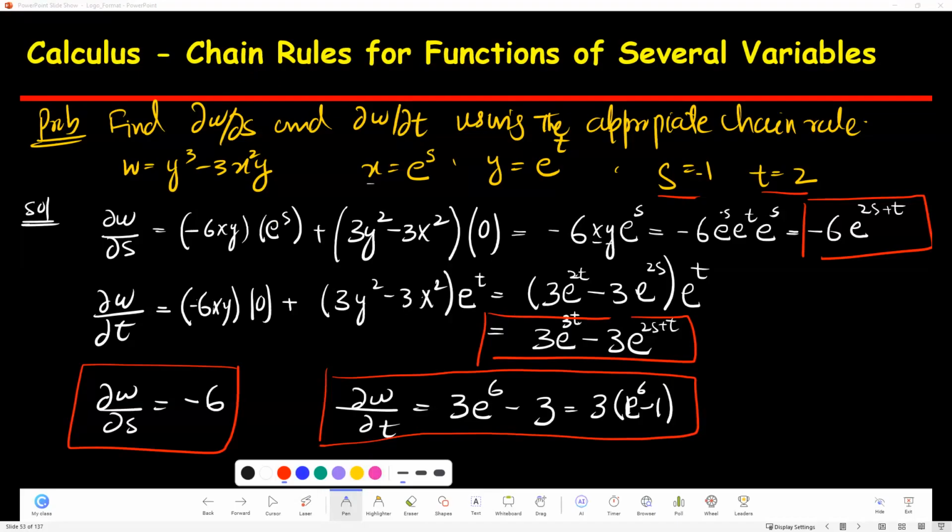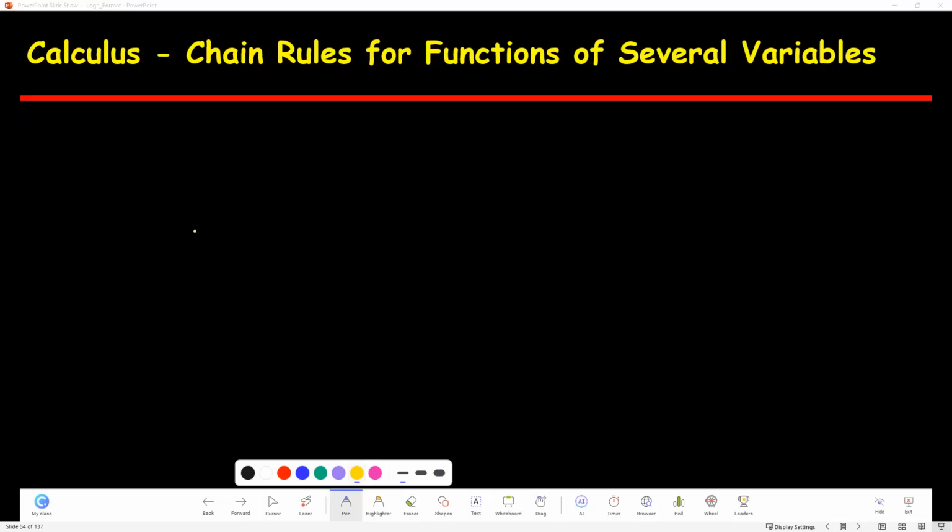Yeah. I'm going to do the same kind of problem, dw over ds and dw over dt, for another problem. Let's take a look at another problem. In this problem, my function w is given in the form of a trigonometric function.